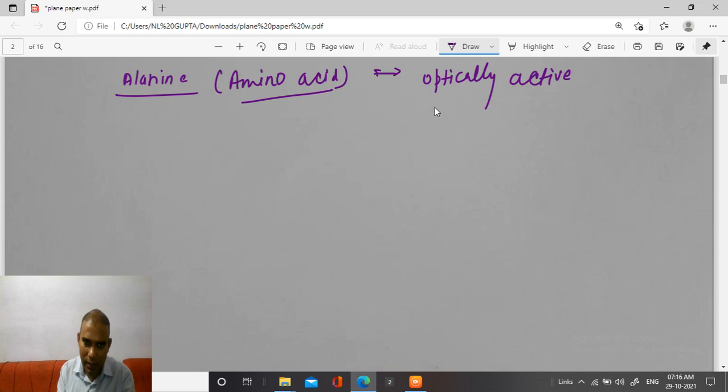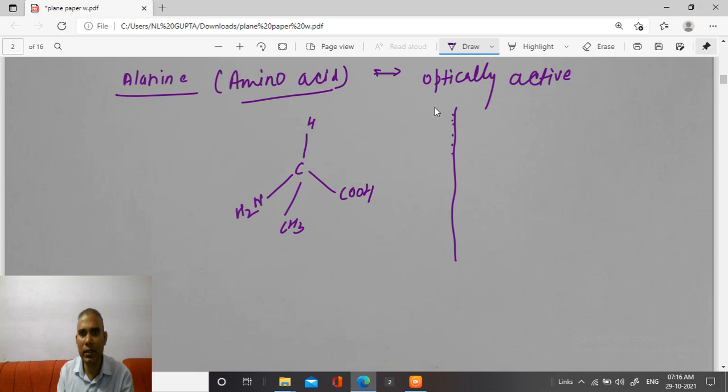Here, see, hydrogen is there. Here is an NH2 group. Here is a CH3 group. Here is COOH. This is alanine, right? Now another is there. Here you see, this is the mirror, friend. These are going to be mirror images.